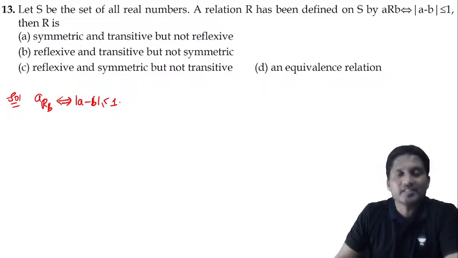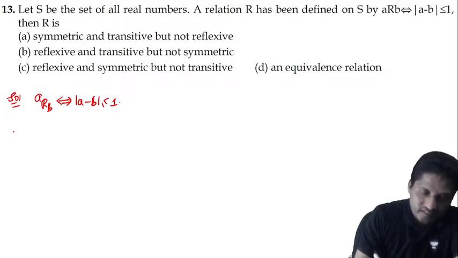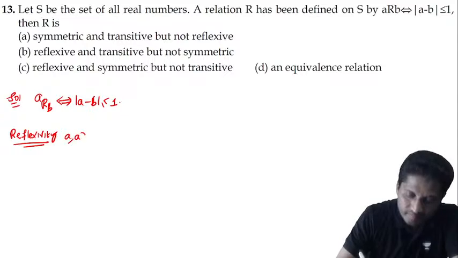A related to B if modulus of A minus B is less than or equal to 1, guys. Now, if I take, suppose, reflexivity, A comma A belongs to capital R.